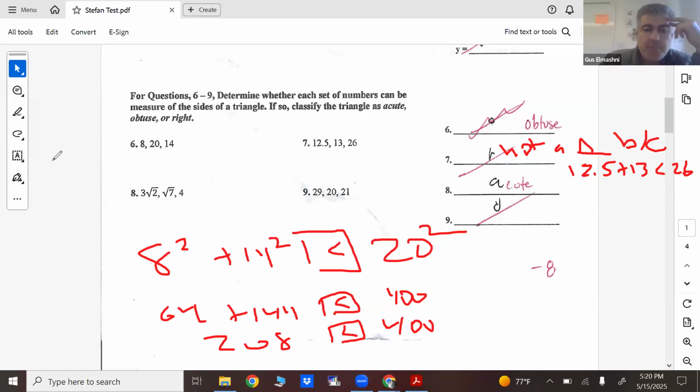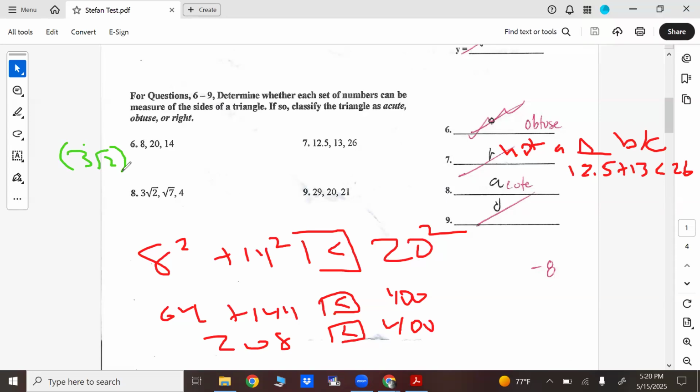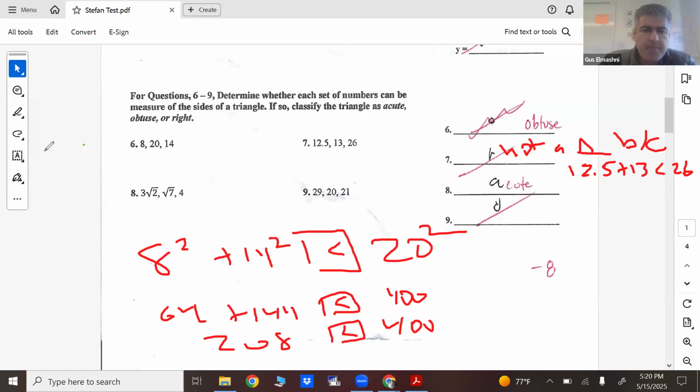For 9, for 8, eight. It's acute. I know it's acute. You start with 4 squared.